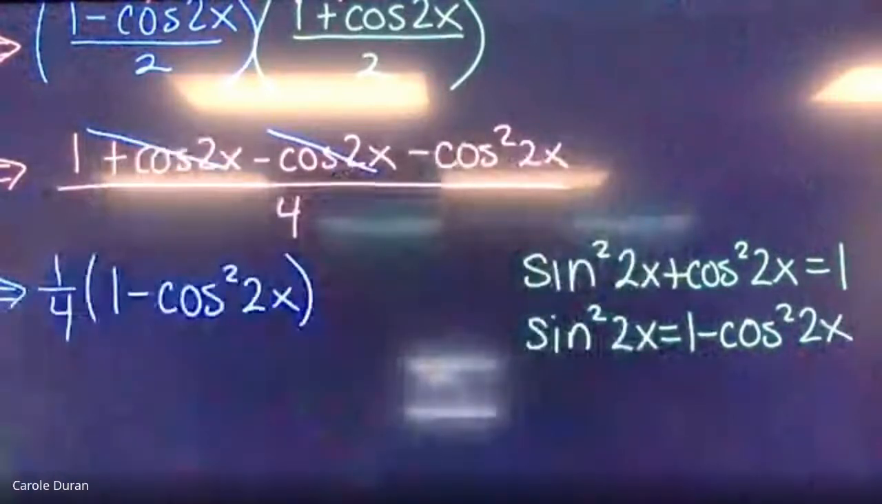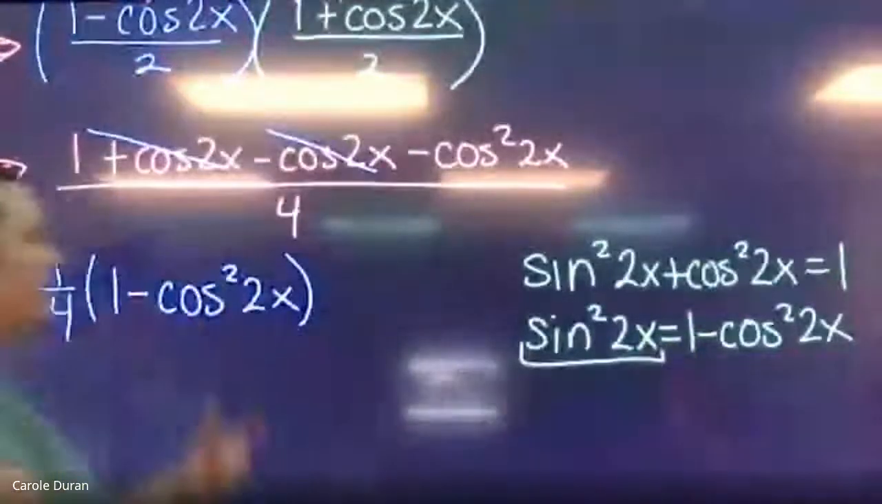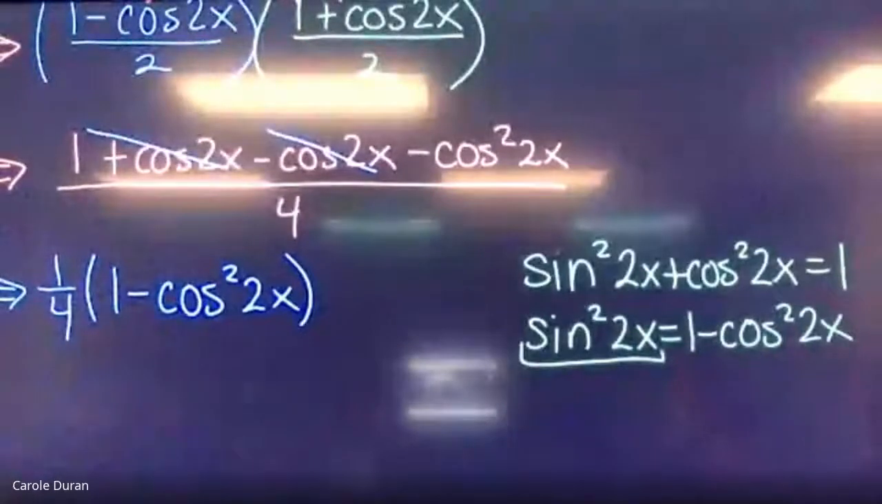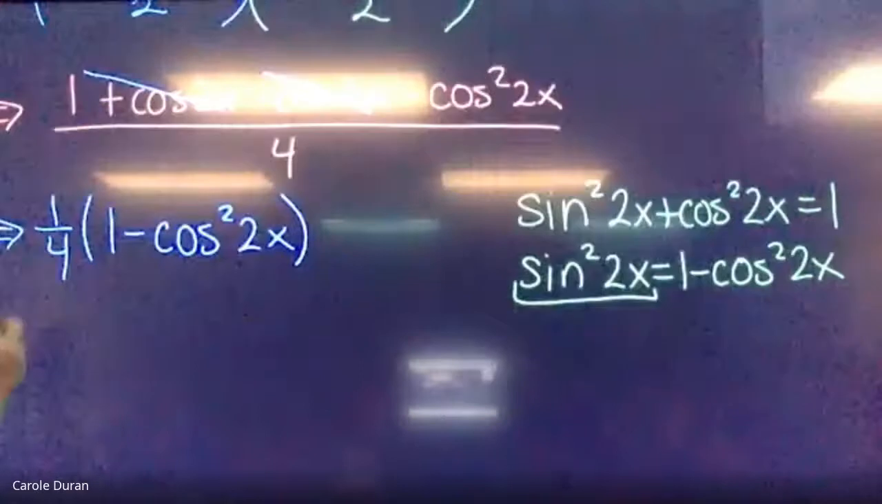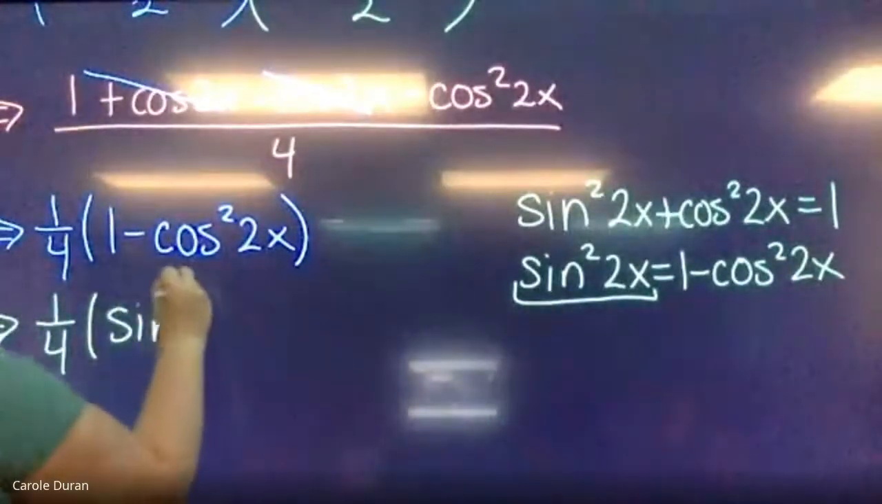2 times an angle is just another angle, so we can have 3x or 4x or 1/2 x inside of that Pythagorean identity, and it doesn't change the identity itself. I always just change the angle to match whatever's happening in my problem. So once I recognize that 1 minus cosine squared 2x is equal to sine squared 2x, I'm going to replace that whole parentheses with it. Then I just have one term that I'm working with on the inside. So this becomes 1/4 times sine squared of 2x.